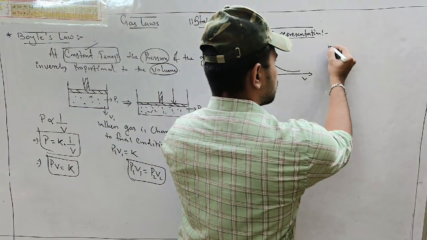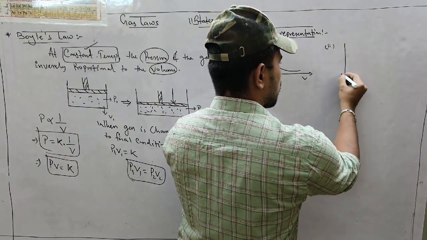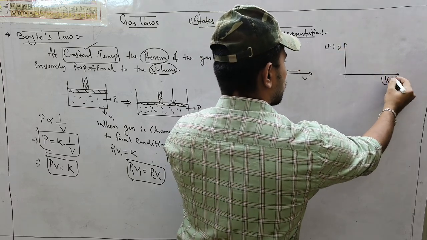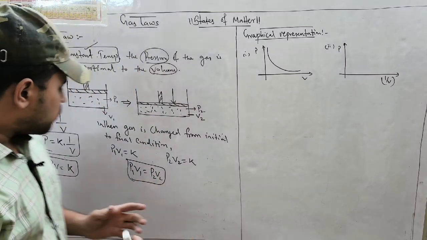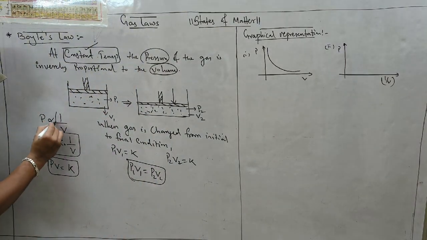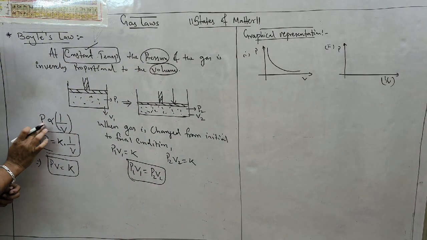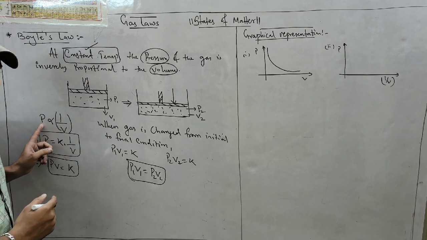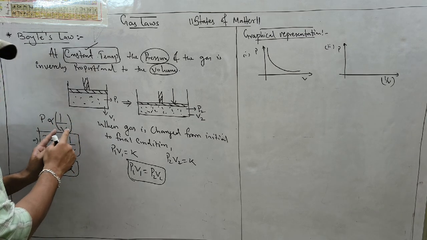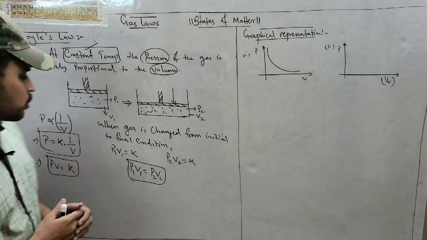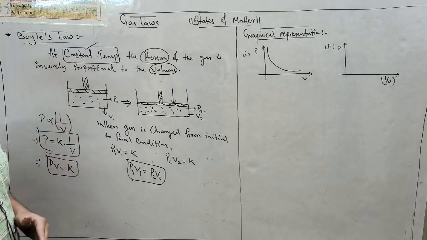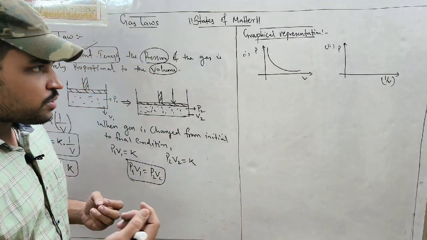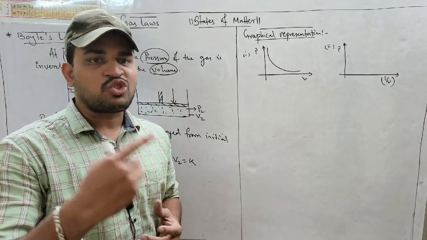Now another graph, which is drawn between pressure and 1 by V, very much important. Since we know 1 by V is a single term, between pressure and volume there is an inversely proportional relationship, but between pressure and 1 by V, it is a directly proportional relationship. So when there is a direct proportionality relationship, we are going to get a straight line graph.